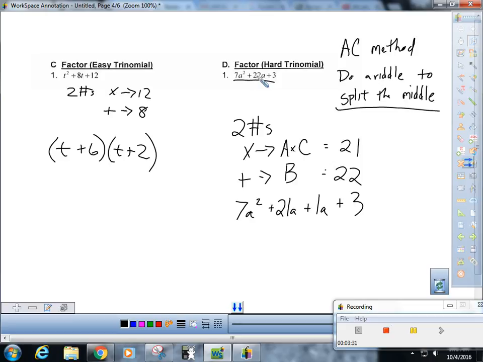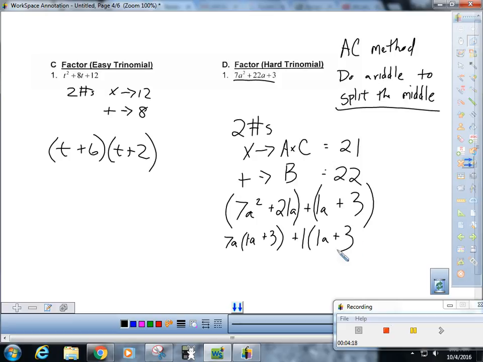Now what you can do is you factor these by grouping. So what number goes into both 7a and 21a? That's a 7a times, what do we have remaining? 1a plus 3. Here we have a 1 times 1a plus 3.